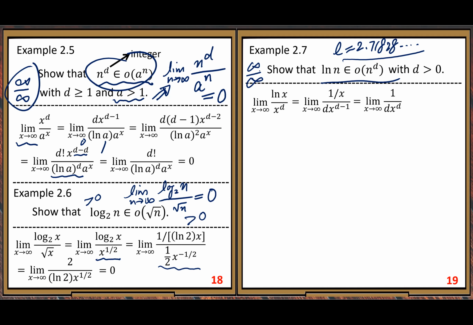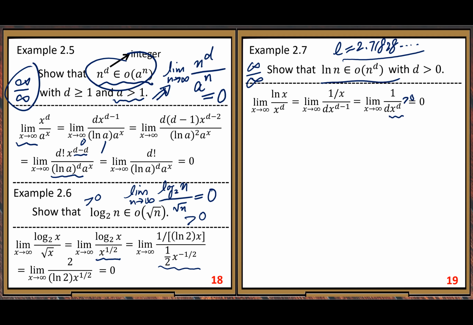After simplification, we get this expression, so it is not an indeterminate form: 1 over d times x to the d power. So 1 is a constant, d is a constant, but look at x to the d. Remember d is positive. When x goes to infinity, x to the d power also goes to infinity. The denominator goes to infinity and the numerator is constant, so the answer is 0.